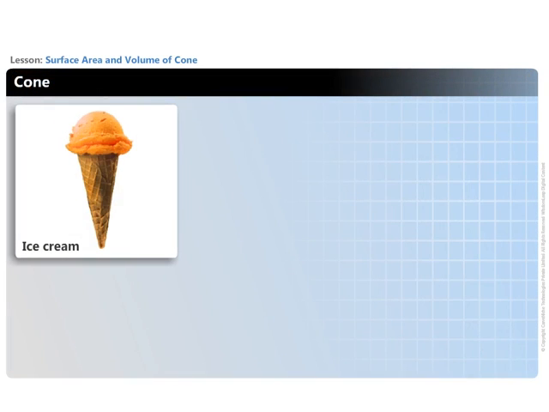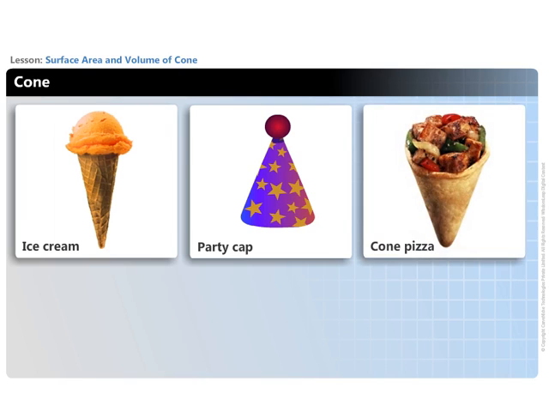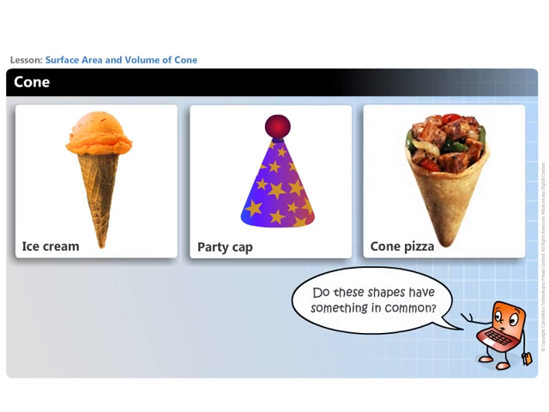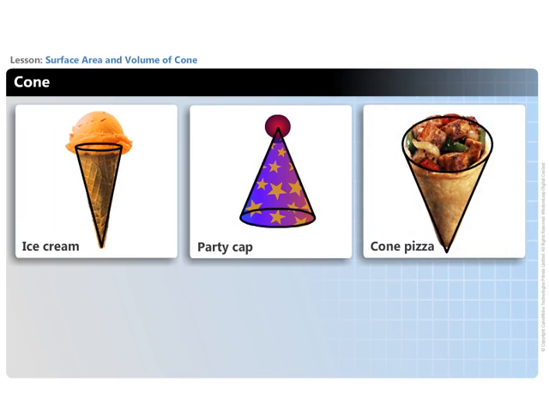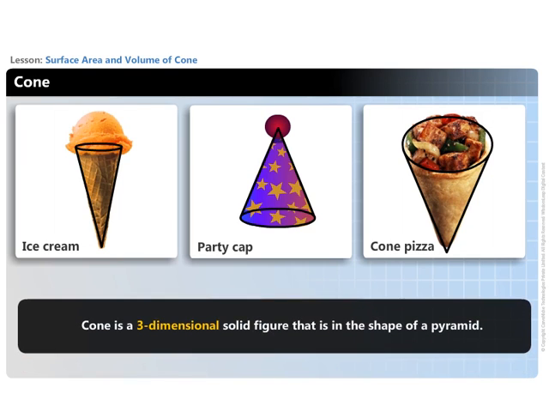All of us have come across objects like an ice cream cone, party cap, and a cone pizza in our daily life. Do these shapes have something in common? We observe that all these figures are in the shape of a cone. So, a cone is a three-dimensional solid figure that is in the shape of a pyramid.